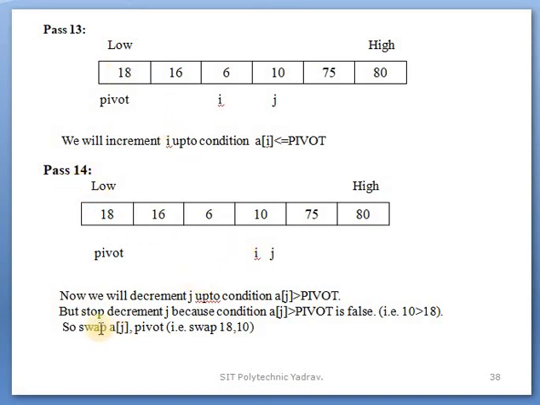In pass 14 now we will decrement j up to the condition a of j greater than pivot. Okay, 10 is also less than 18, but your sorting of elements is finished. So now we decrement j one by one. Okay, but we stop the decrement of j because the condition a of j greater than pivot is false, that is 10 is greater than 18. Okay, this condition is not true, so j decrement stops. So swap a of j and pivot means 18 and 10.